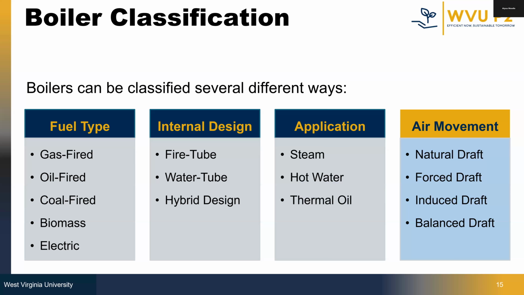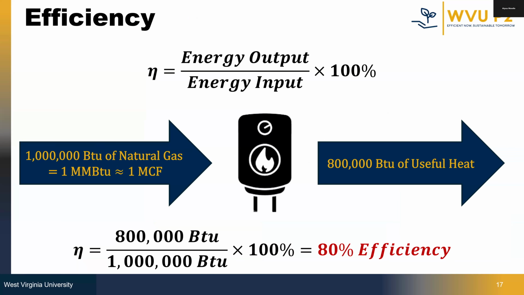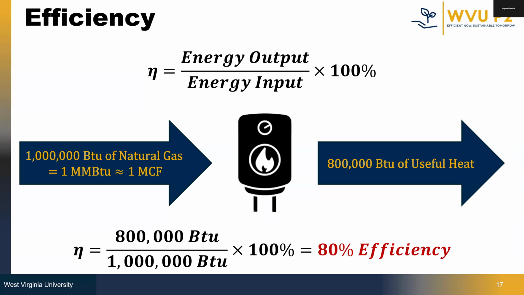So now that we've discussed the basics of boiler systems, let's take a deeper dive into efficiency and boiler efficiency. So efficiency, represented here by the Greek eta, is simply the proportion of energy input that is successfully turned into useful output. So let's take a simple, large natural gas boiler for a steam system, for example.